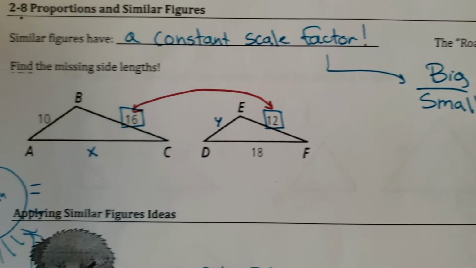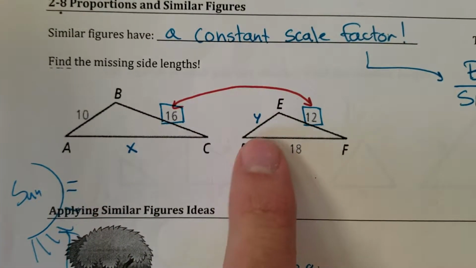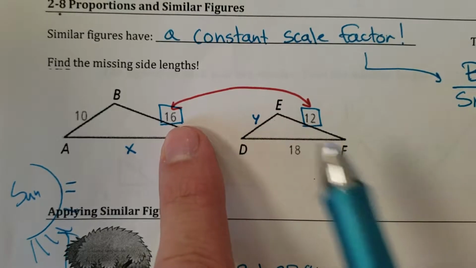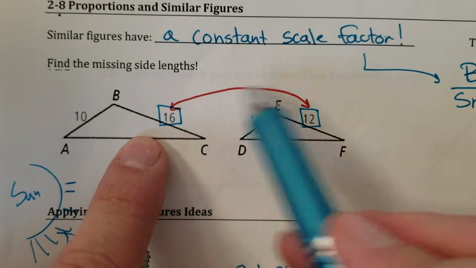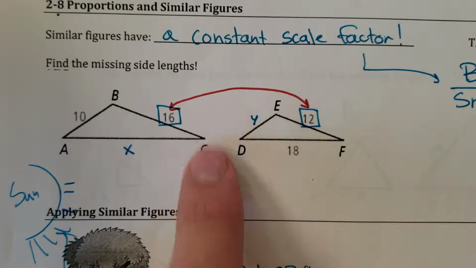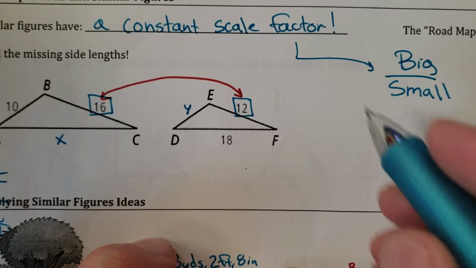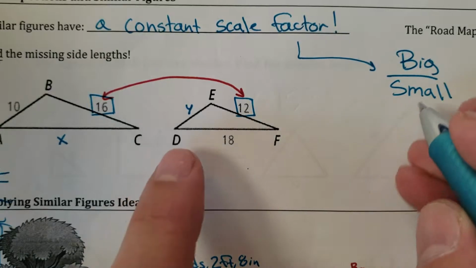So let's do some stuff here, right? So it looks like we're missing AC and we're missing DE. Now, as you can see, I've highlighted the 16 and the 12 because that's the corresponding piece. That's a link, the bridge, okay? I can use that link to find the scale factor. So that's one method. I'll show you that way really quick. So we'll find one of these missing pieces with the scale factor, and then we'll also solve it with proportions.